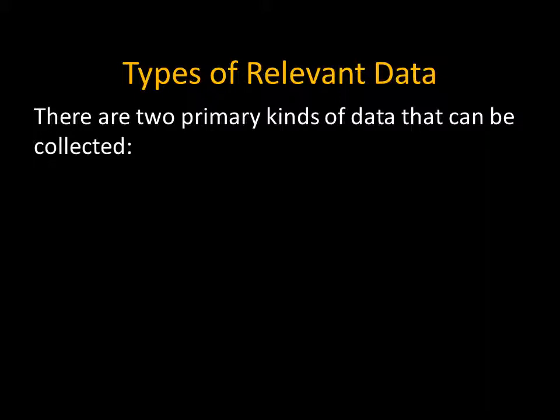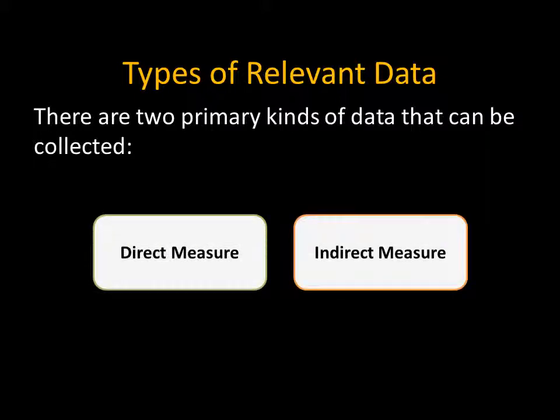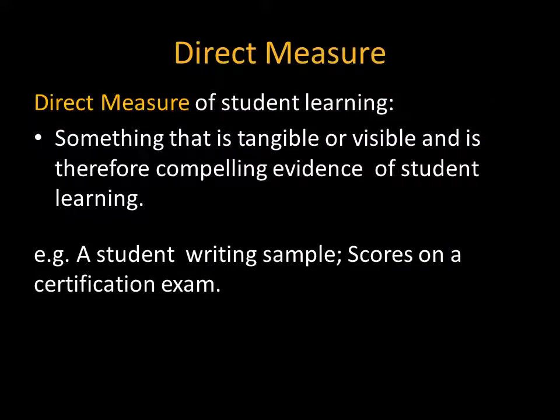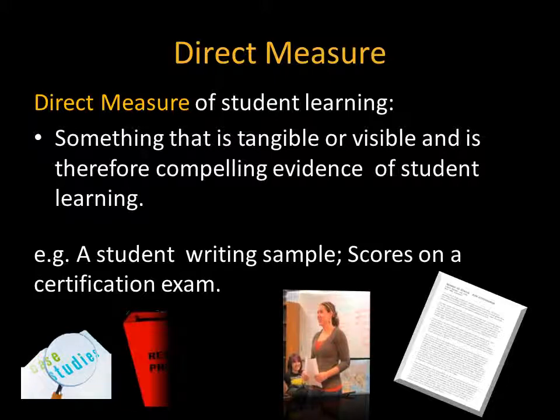There are 2 primary types of assessment measures that can be used to collect data. Both provide useful information when used appropriately. These are usually called direct and indirect measures. Direct measures are things that are tangible or visible. Frequently, these are artifacts created through student learning experiences, such as writing samples, case studies, papers, a speech, or a research project.